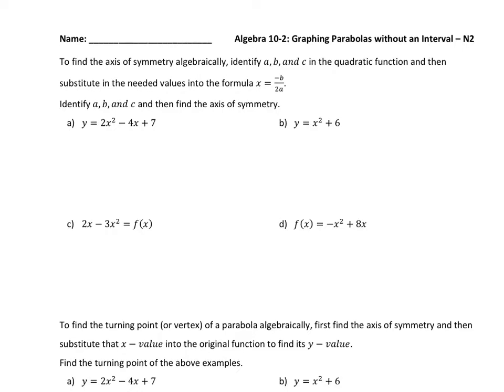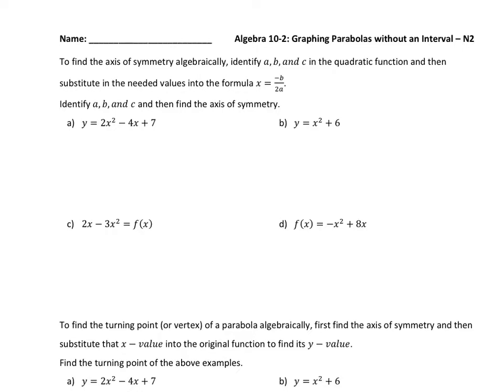Now, the negative b doesn't mean you just make it negative. The negative symbol really means the opposite. So we really should read it as the opposite of b over 2a. If b is 3, for example, you would put negative 3. If b is negative 2, you would put the opposite, or in other words, positive 2. So it just means the opposite of your b value, okay?